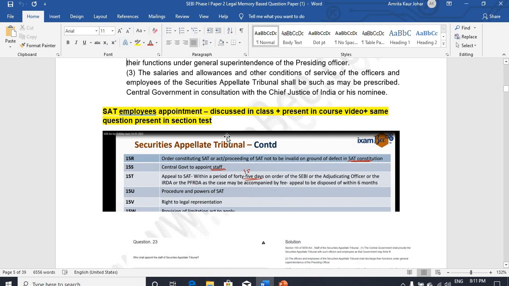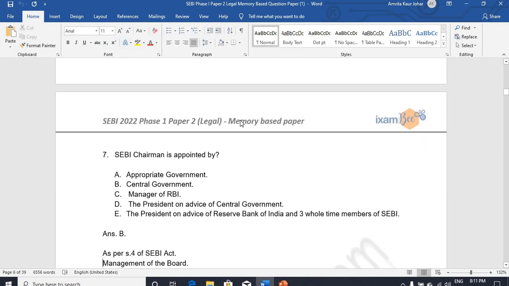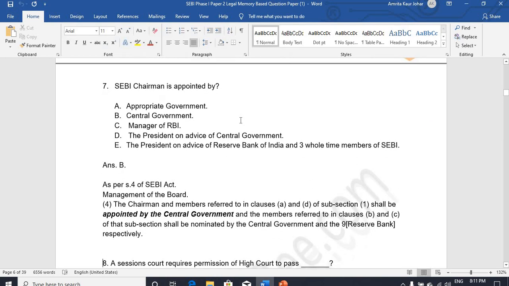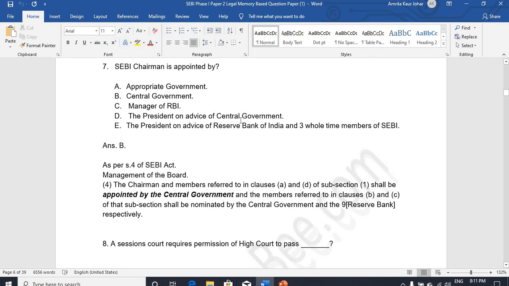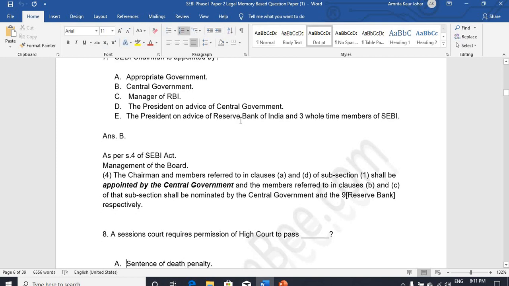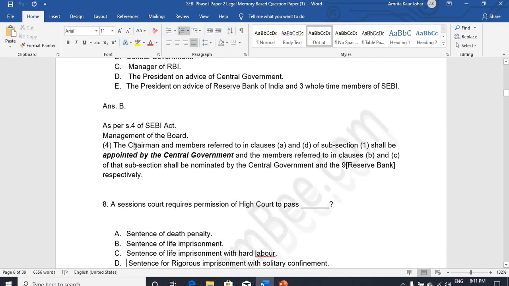हम लोगों ने ixamBee में कुछ section tests provide किए थे specifically designed for SEBI और उसमें भी ये question present था. So we have very much matched the questions covered in this memory based paper. SEBI chairman is appointed by, the chairman of SEBI is appointed by, again the answer is central government. This is picked from section 4 of the SEBI Act, management of the board. Chairman and the members shall be appointed by central government.